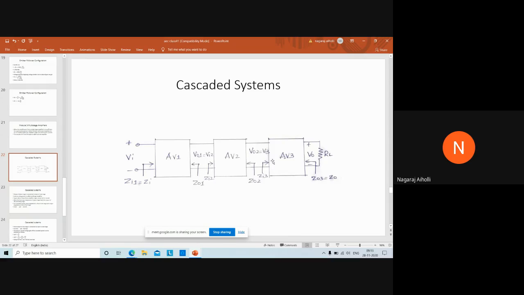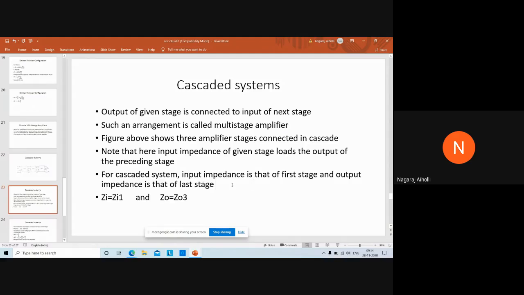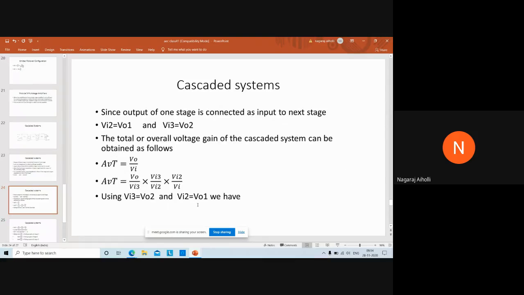Then Zi3, which is the input impedance of the third stage, will act as a load for the output of the second stage. So this is how they are connected in cascade fashion. The cascade system input impedance is that of the first stage and the output impedance is that of the last stage. That is, Zi is equal to Zi1 and Z0 is equal to Z03.